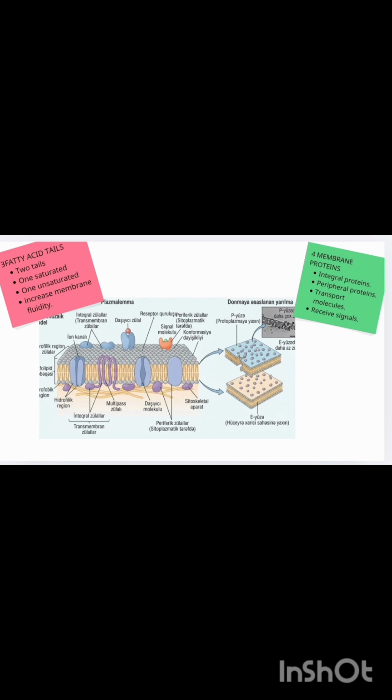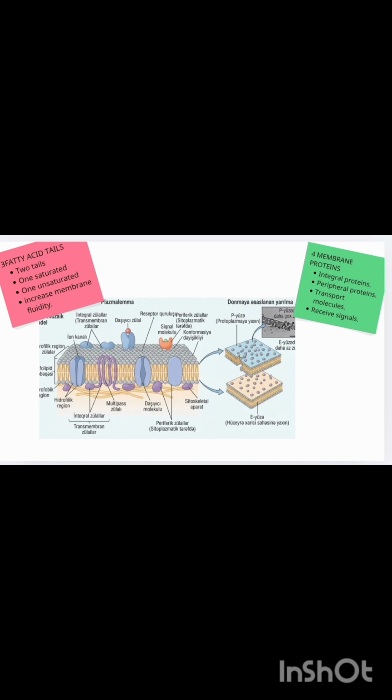The membrane also contains different kinds of proteins. Integral proteins pass through the membrane. They help transport molecules, receive signals, and act as ion channels. Peripheral proteins are attached to the surface of the membrane. They support the membrane and help with cell signaling.